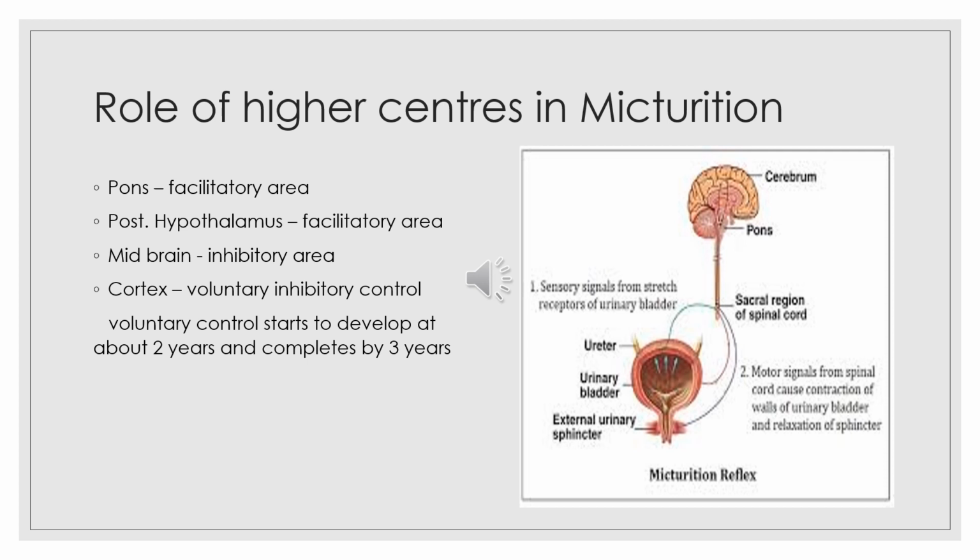Inhibitory centers are those that inhibit micturition by suppressing spinal micturition centers. Midbrain has an inhibitory area. Likewise, the cortex has a voluntary inhibitory control on micturition that we have said already. So the voluntary control in children starts to develop at about 2 years and completes by 3 years.